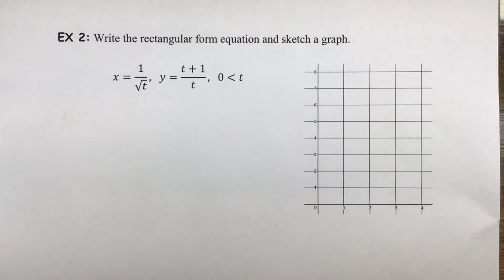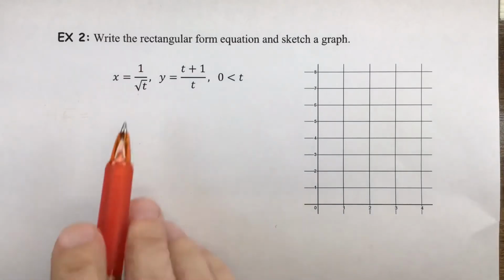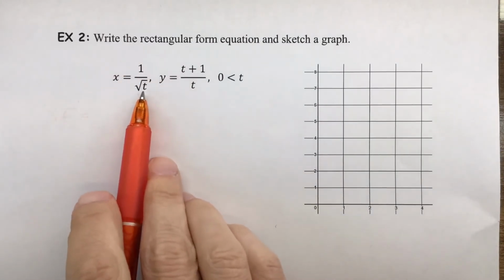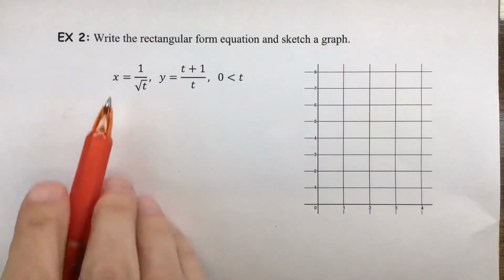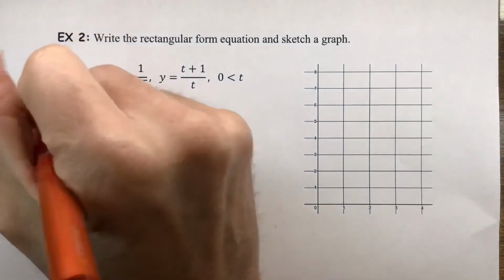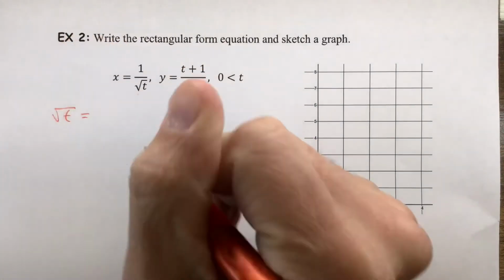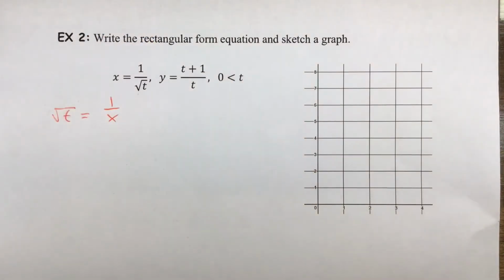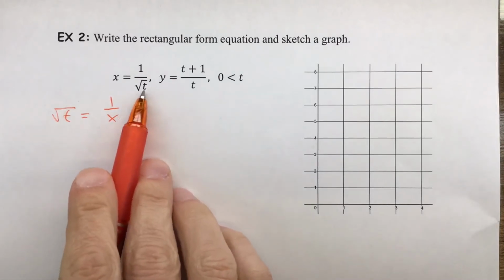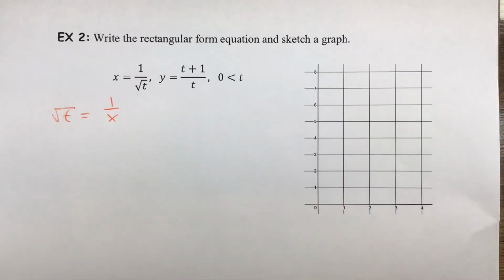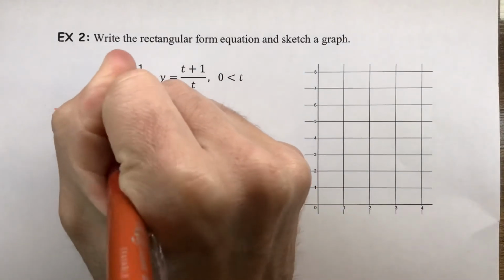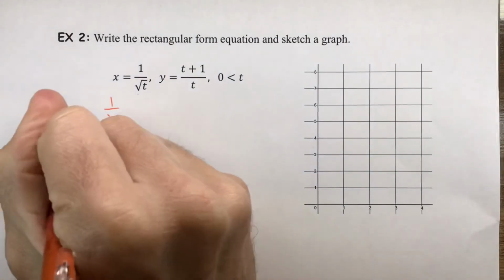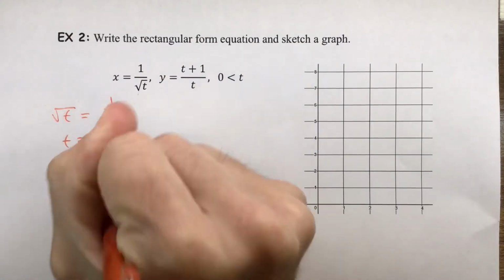All right, for example 2, we're basically going to do the same thing here. We're going to start by taking this equation and solving for t in terms of x. And to do that, I'm going to use cool trick number 4, which is going to allow me to switch these two with each other. Okay, so I can write that the square root of t is equal to 1 over x. And real quickly, what that does for us is it gets that t out of the denominator. Okay, and then to finish solving for t, you can just square both sides. So t is going to be equal to 1 over x to the second power, which is the same thing as 1 over x squared.